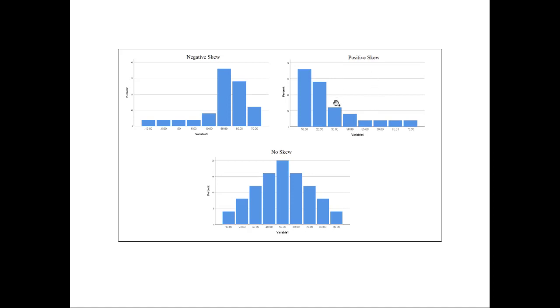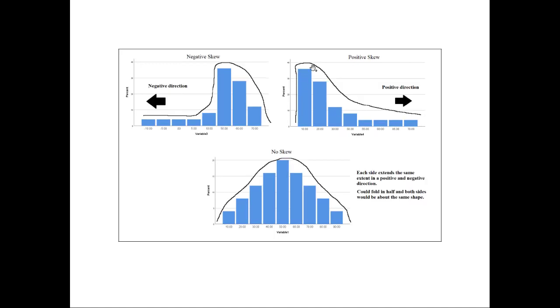Here is an example of a bar graph with a positive skew, as the right side of the graph extends much further than the left side of the graph. Here's a line that I drew on top of the graph. As you can see, the right side is extending much further than the left side. It is extending into a positive direction, hence a positive skew.